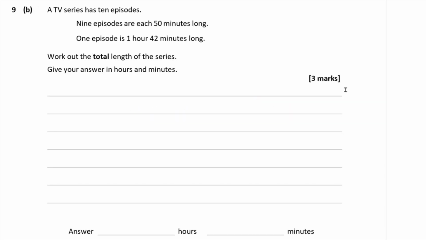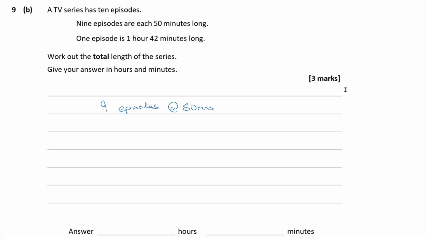9b, a TV series has 10 episodes. 9 episodes are each 50 minutes long. 1 episode is 1 hour 42 minutes long. Work out the total length of the series. Give your answer in hours and minutes. So I've got 9 episodes at 50 minutes.